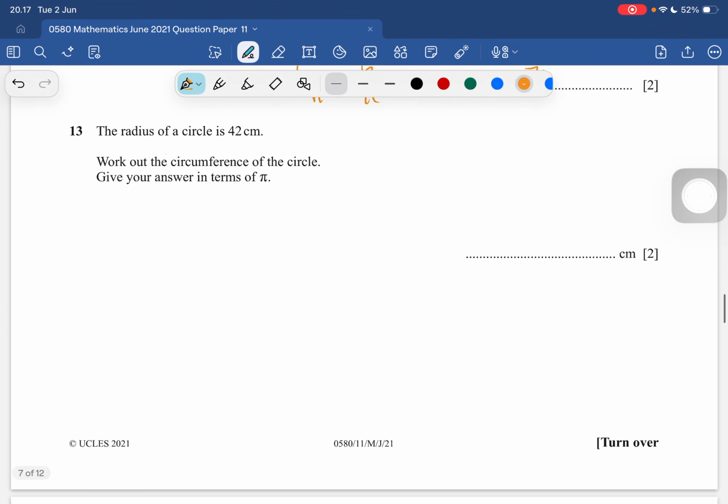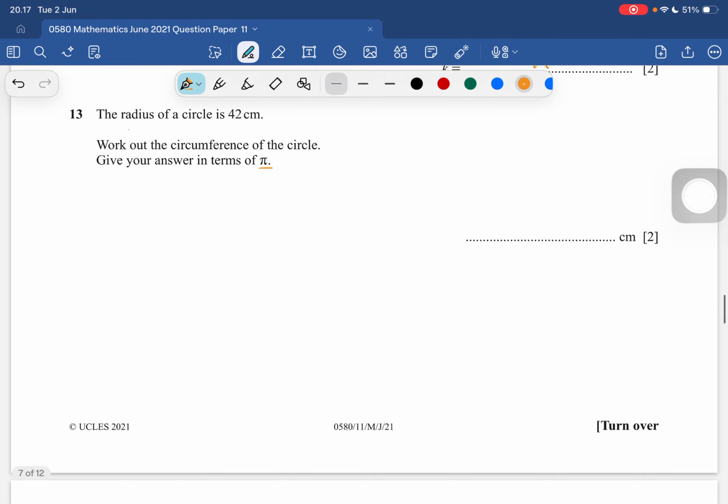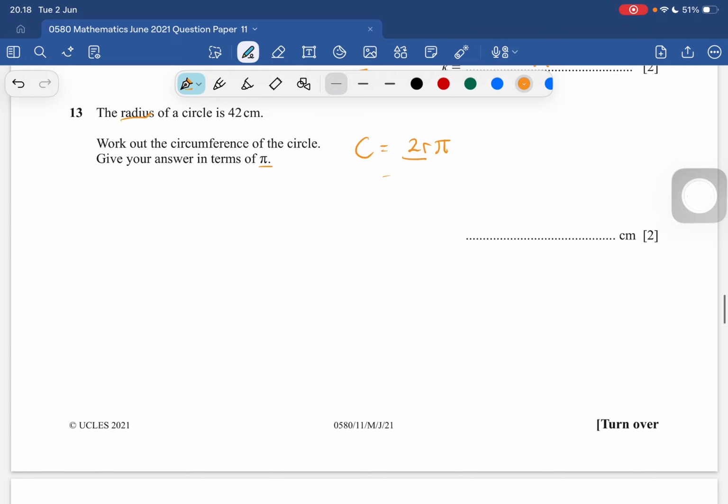Okay, the radius of a circle is 42 centimeters. We need to work out the circumference of the circle. We need to give the answer in terms of pi. If we use the radius, the circumference equals 2r multiplied by pi. Since we would like to keep it as pi, we can just work out 2r. So 2 multiplied by 42, and here is the answer, equal to 84 pi.